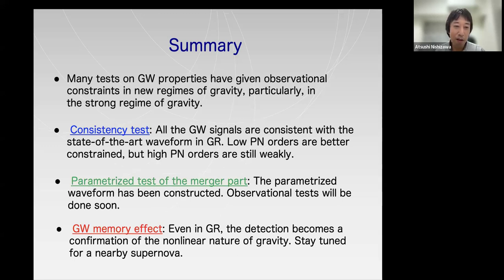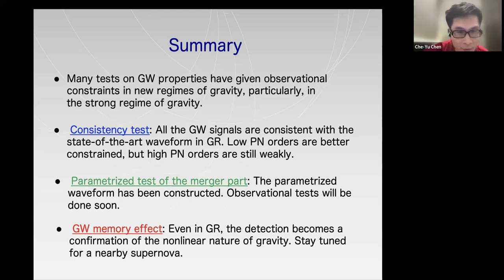And then I proposed a parameterized test of the merger part. The parameterized waveform has been constructed, and so we will constrain the model parameters with observational data soon. And the third one is the gravitational wave memory effect. This is also a nonlinear effect of gravitational wave emission, and even in GR, this effect exists. In scalar tensor theory, the scalar gravitational wave memory effect exists. And if a supernova occurs in the nearby universe, we will obtain a strong constraint and test the nonlinear nature of gravity in the future. Okay, so that's all. Thank you.